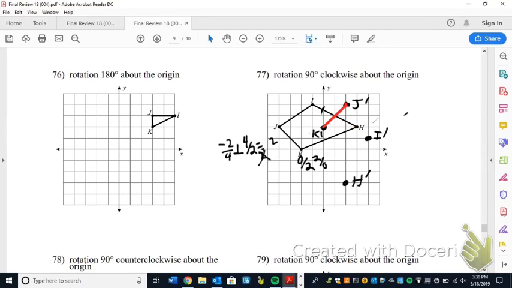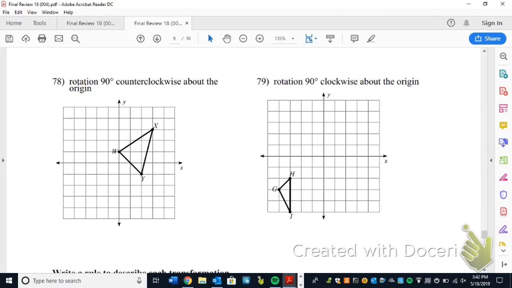Oh, I see. I figured it out. And that's what that kite would look like, rotated 90 degrees. It's not technically a kite, it just looks like one. Okay, so 79. Oh, that was 77. So we're going to do 79, same general idea here.